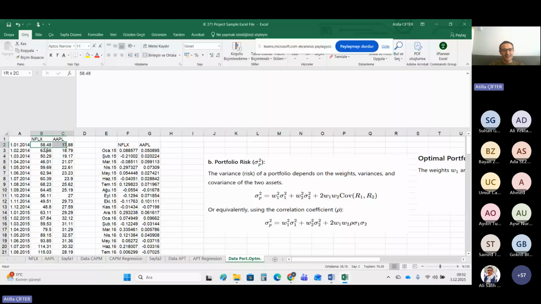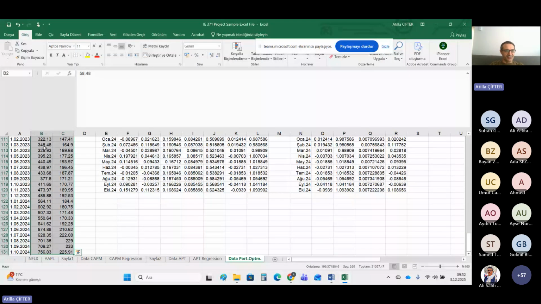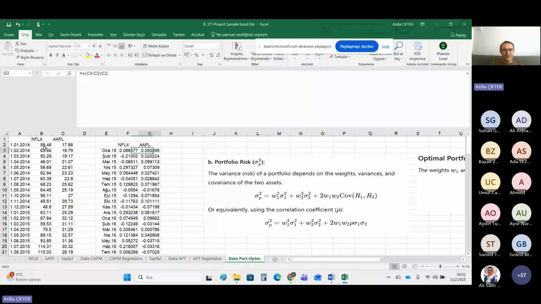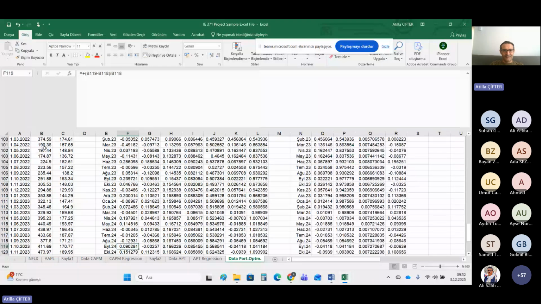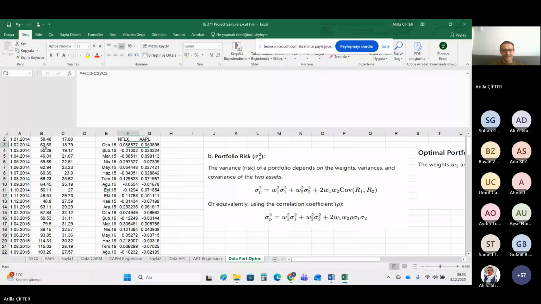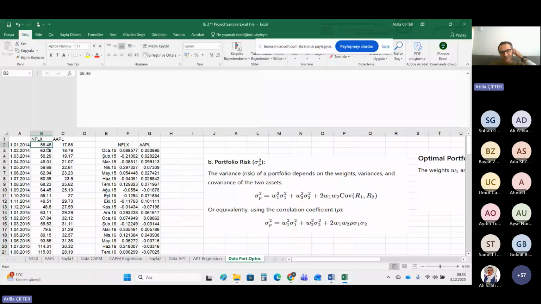You can see I directly put it, I don't use Access. These are individual stocks, okay? But what we just do, we use the return because these are the prices. For instance, Netflix 58.48 is a price. I use the return of Netflix and the return of Apple.